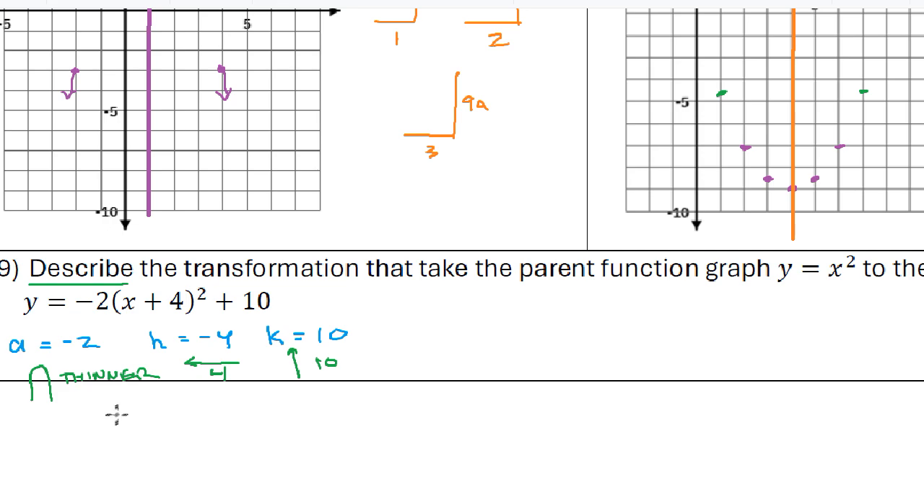So there you go. Vertex moves up 10. Vertex moves 4 units to the left. And the parabola opens down. And the parabola is stretched by a factor of 2. And that's it for number 29.